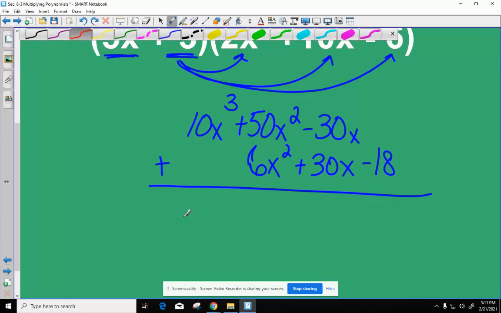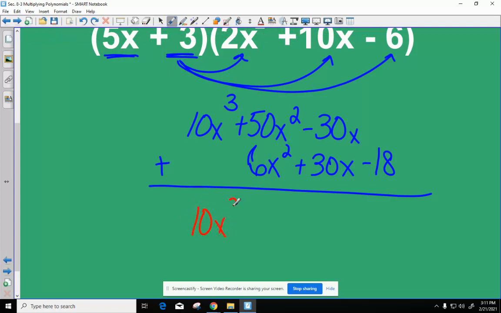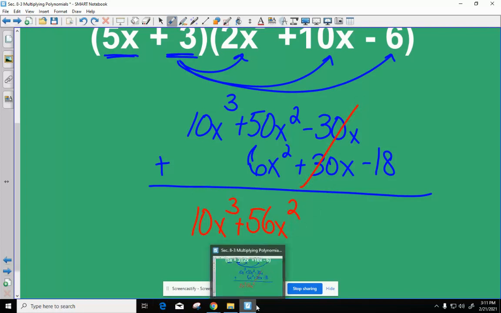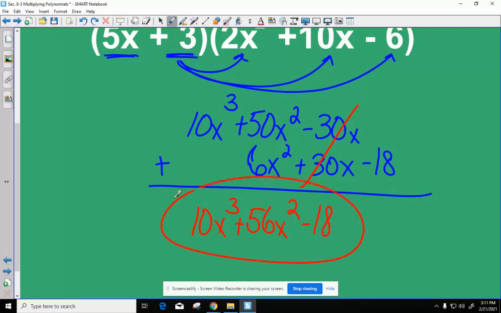So I have a 10x to the third. My x squareds are a total of 56x squared. In this particular case, the x's drop out, a positive and negative 30x combined to a 0. And lastly, a minus 18. Okay, so my final answer is 10x to the third plus 56x squared minus 18.